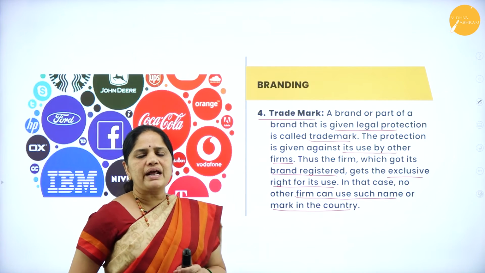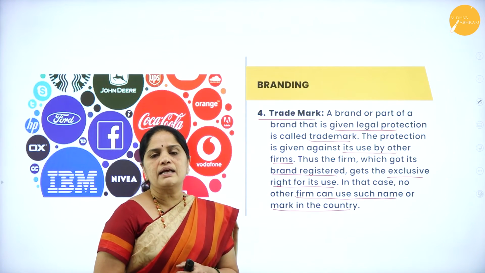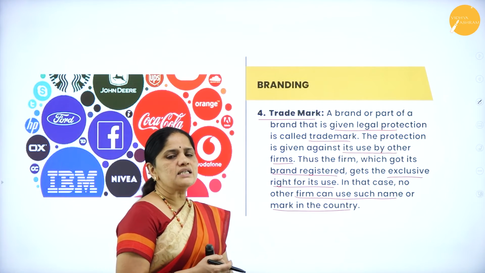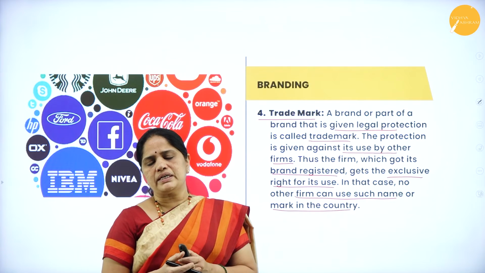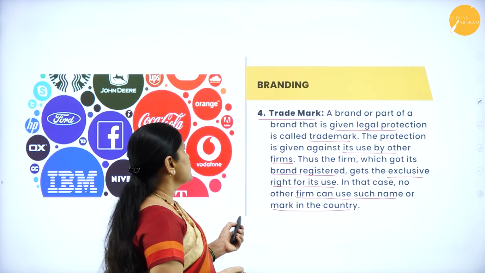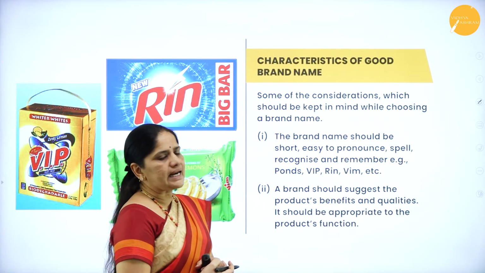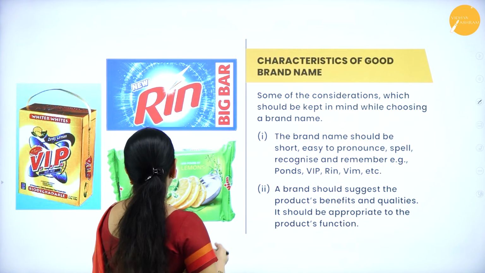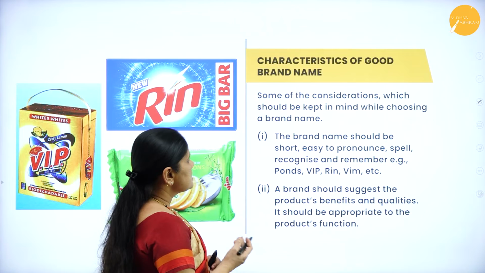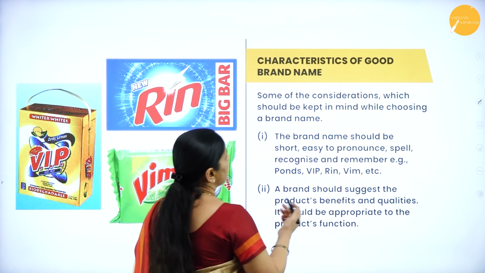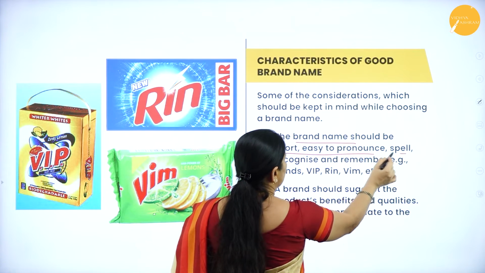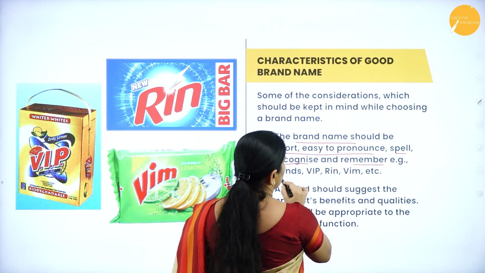So whenever a brand is registered, it gives legal protection to the owners of that brand, and it can be used only by such persons, and no other competitors can make use of that brand to market their products. So let us see what are the characteristics of a brand name. If you can see here, there are 3 popular products given here. Now let us see what are the characteristics of a good brand name. The brand name should be short, easy to pronounce, spell, recognize, remember, etc.